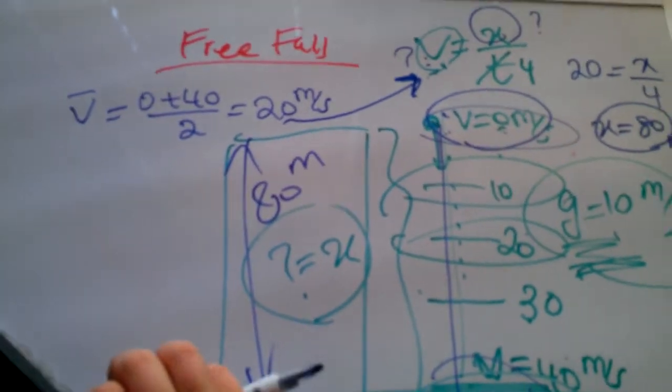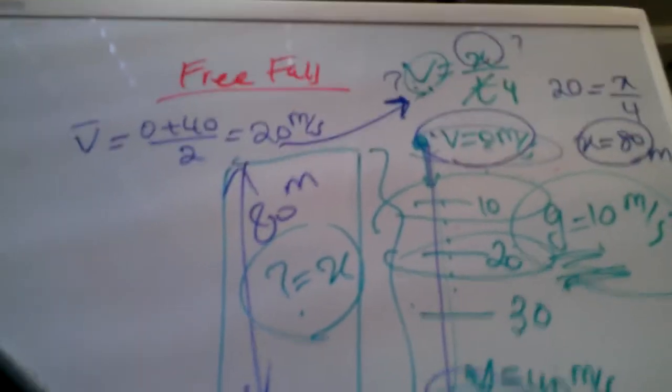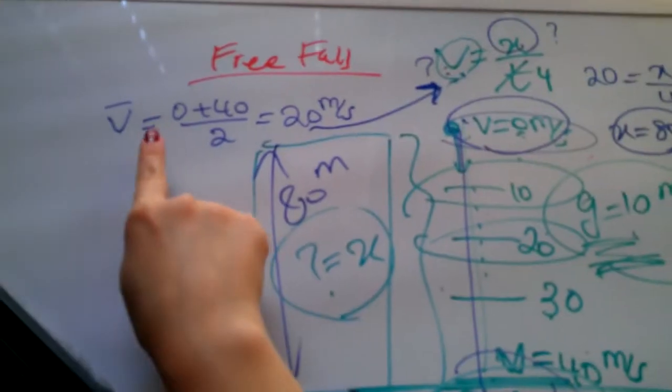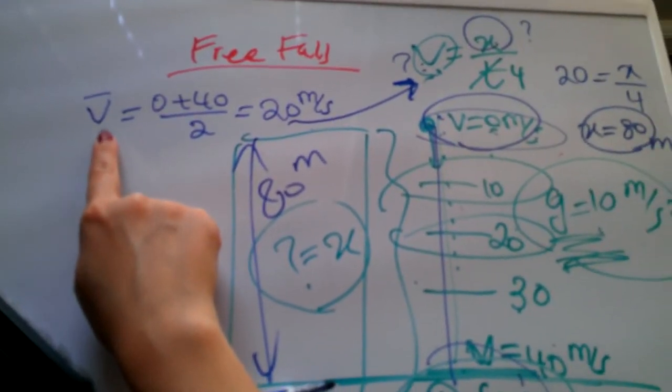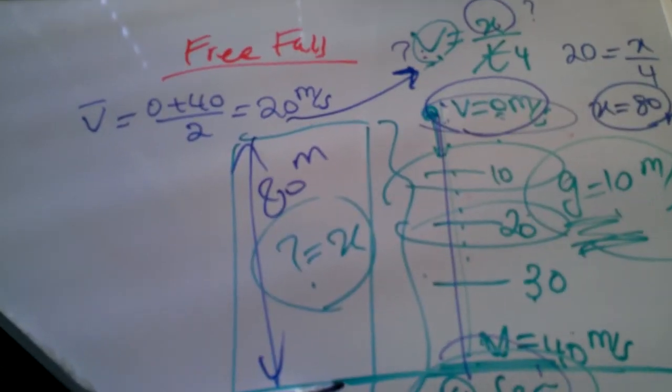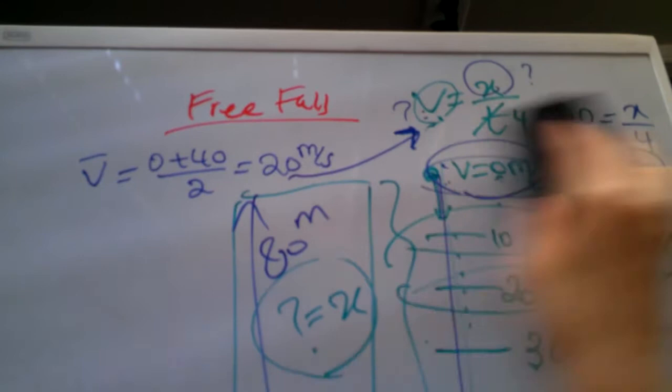Okay, so that's the first thing I would like you to appreciate. Appreciate the fact that because the velocity is changing all the time, therefore we need to be taking the average of the velocities, namely the first and the last, and dividing that by 2.